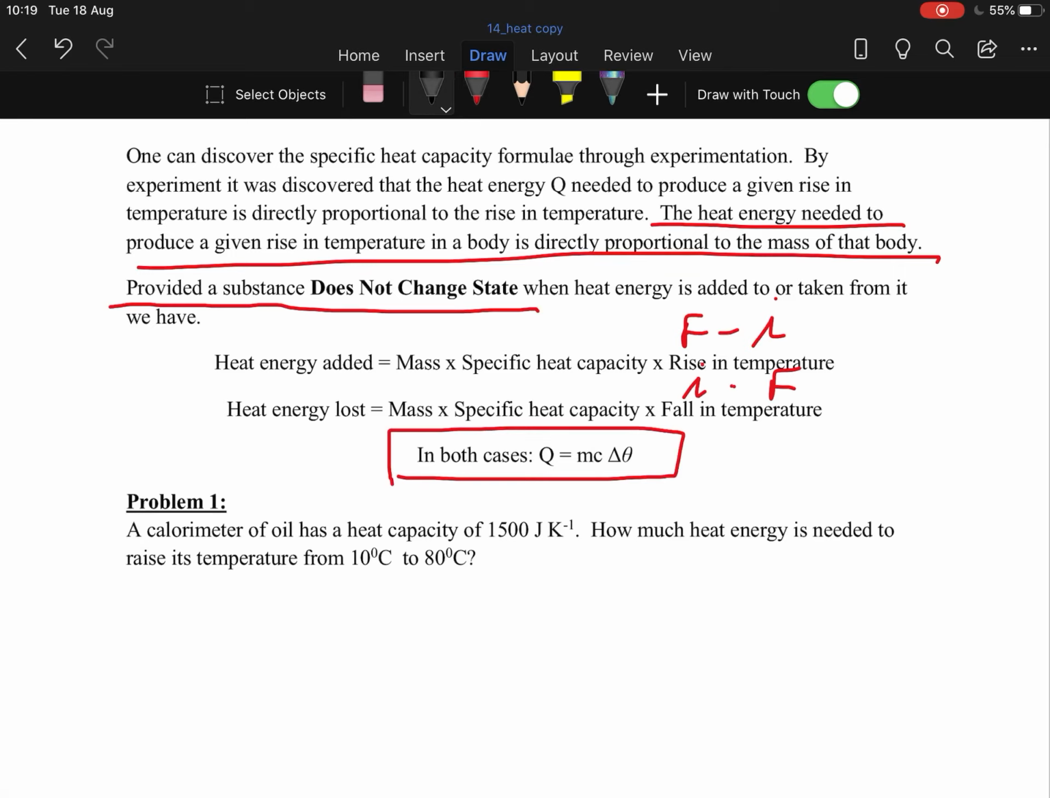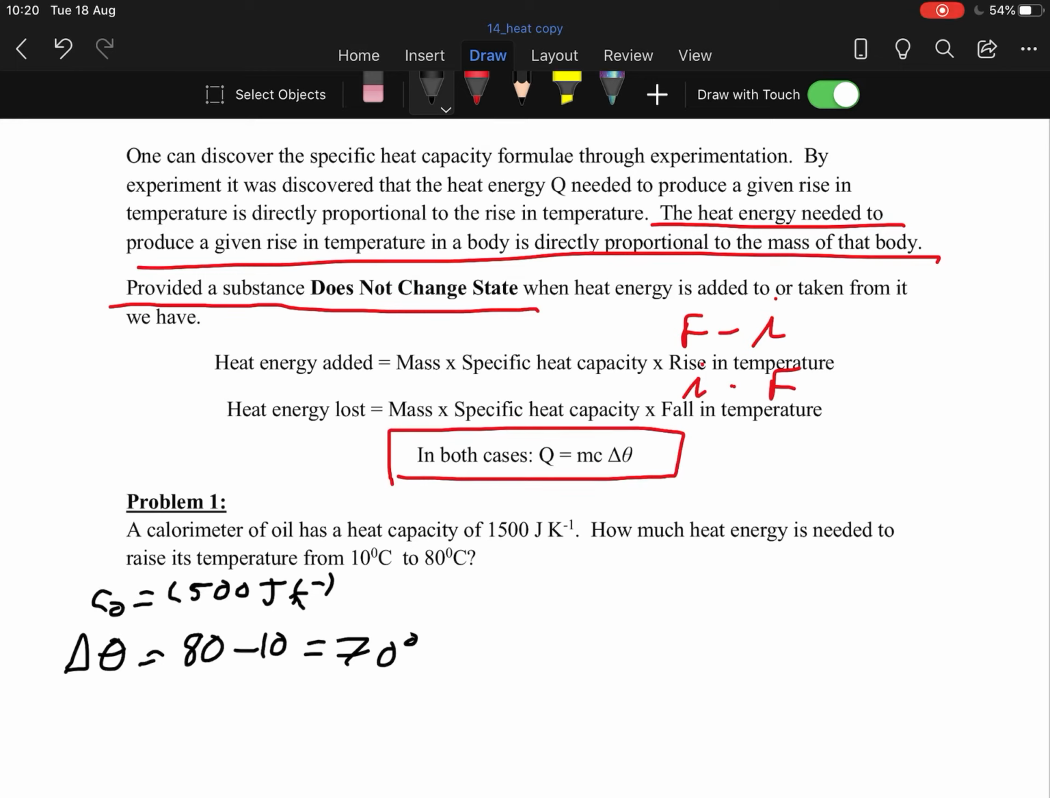Calorimeter of oil has a heat capacity. So heat capacity of oil, 1500 joules per Kelvin. And how much energy is needed to raise its temperature? So the change in temperature, so it's rising, so it's final minus initial. Okay, how much heat energy is needed? There we go, that's it.